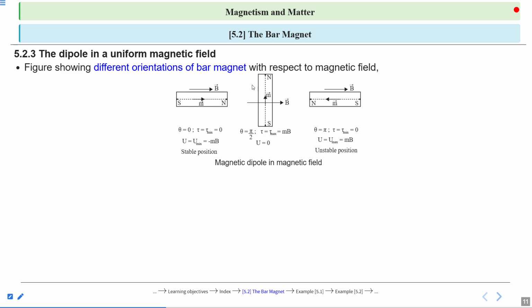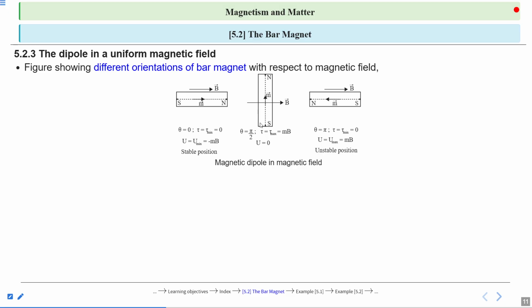Now, when this bar magnet is placed perpendicular to this magnetic field, such that the magnetic moment makes an angle of 90 degrees with this magnetic field, theta is now pi by 2, so tau will be equal to tau max, because mB sin theta, and sin 90 will be 1.